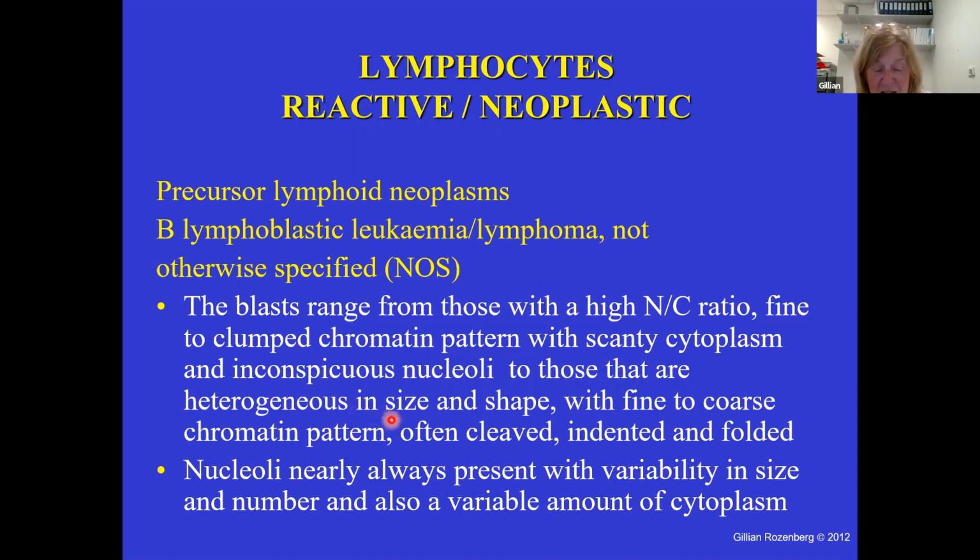is those that are heterogeneous in size and shape, with fine to coarse chromatin pattern, often cleaved, indented, and folded nuclei. Nucleoli nearly always present with variability in size and number, and also a variable amount of cytoplasm. So if you're in the generation that used to know the FAB classification, this is the L2 group here. And what the WHO have done, they've linked the two together, just as a general description of the lymphoblasts that you see in B-cell lymphoblastic leukemia/lymphoma.